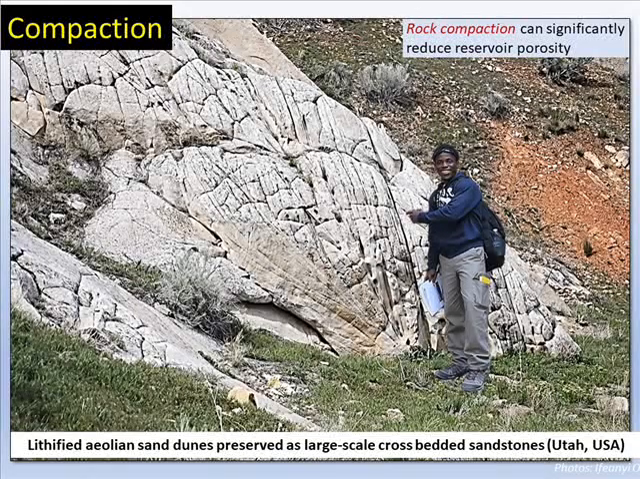This is actually an example where compaction pressure can actually lithify sand. So these are large-scale aeolian sand dunes which have been preserved as cross-bedded sandstones somewhere in Utah. So the message here is that rock compaction can significantly reduce our reservoir porosity.